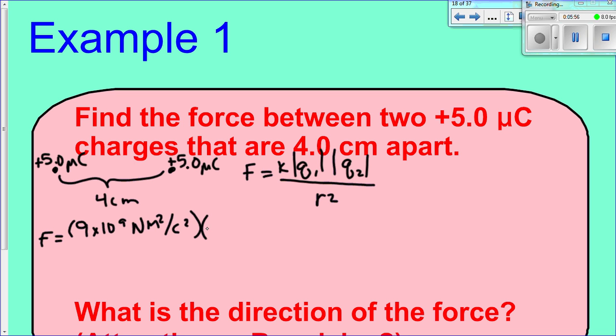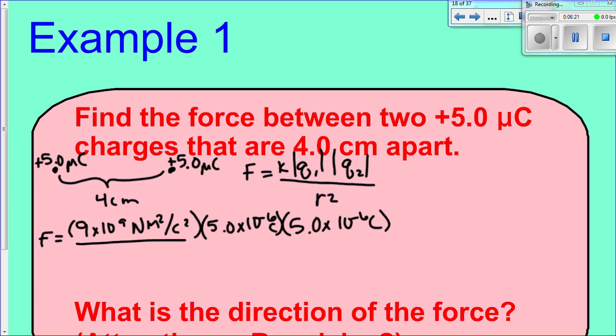Times, my first one is 5 microcoulombs. Now remember, it can't be microcoulombs, it has to be coulombs. So to do that, I'm going to do 5.0 times 10 to the negative 6. Remember, just adding on times 10 to the negative 6 is what converts that. And the second charge has the exact same charge, so the second one is also 5 times 10 to the negative 6 coulombs. And I should have coulombs over here.